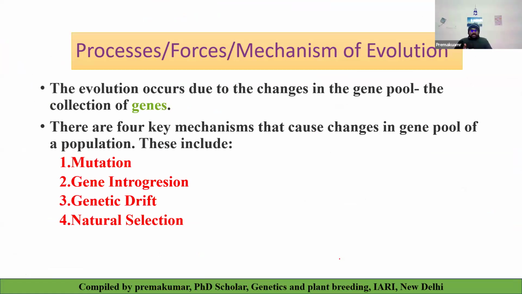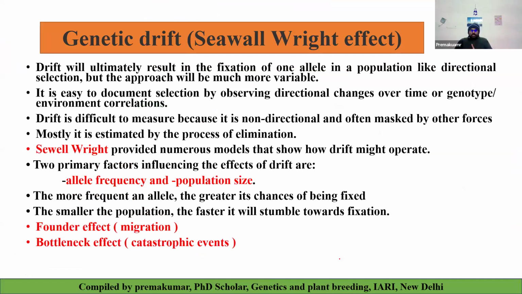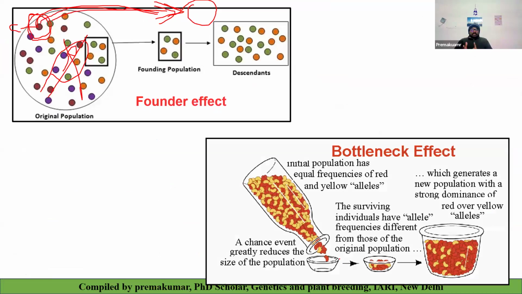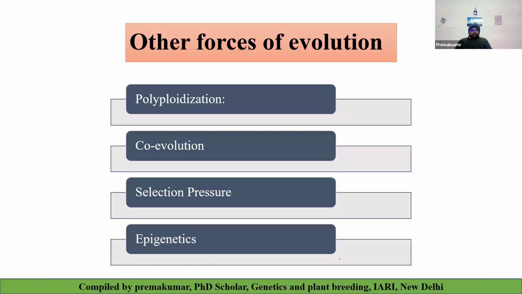And what are the mechanisms of evolution, the driving forces of evolution? Mutation, gene flow or migration, genetic drift, natural selection. You should remember what genetic drift is, what the founder effect is, what the bottleneck effect is. Then other forces of evolution: polyploidization, co-evolution, selection pressure, epigenetics. We will discuss these in detail in tomorrow's class. Any doubts?